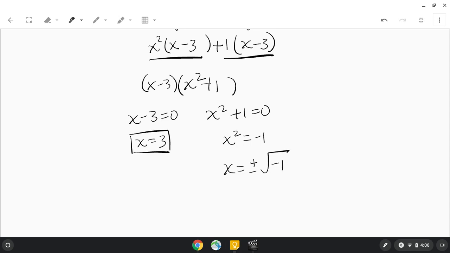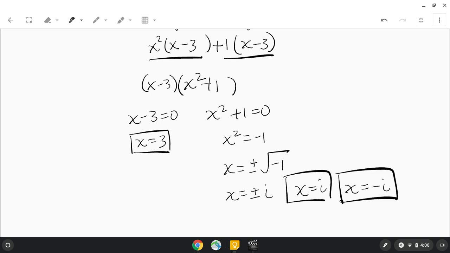And hopefully you all know that the square root of negative 1 is i. Okay, so here are your other two answers: x equals i, x equals negative i. So we have these 3 zeros.